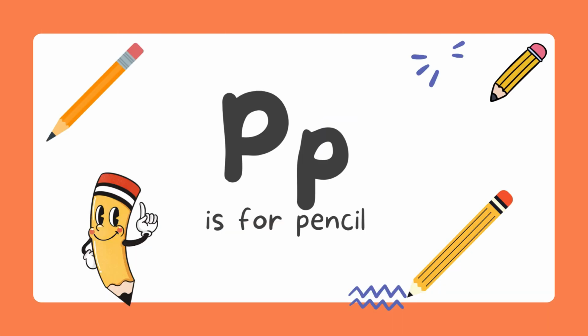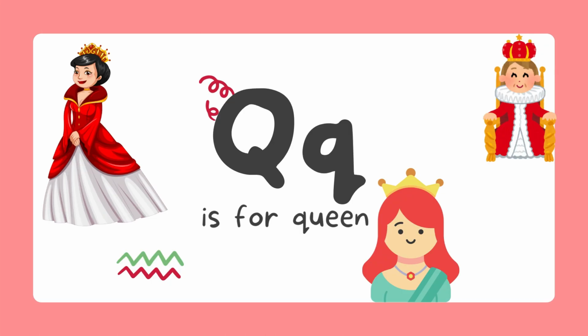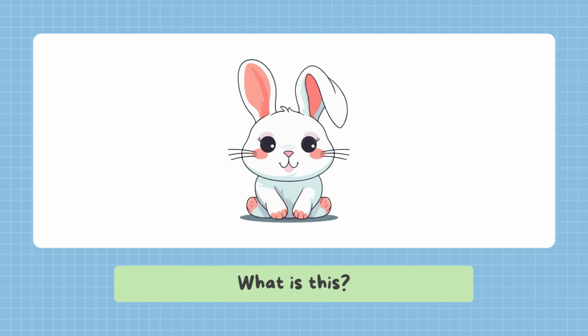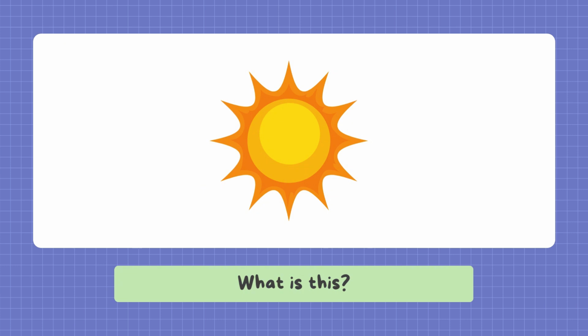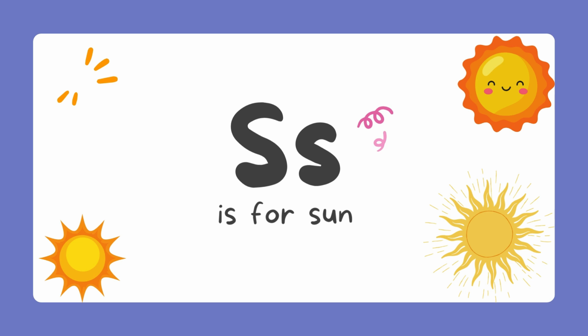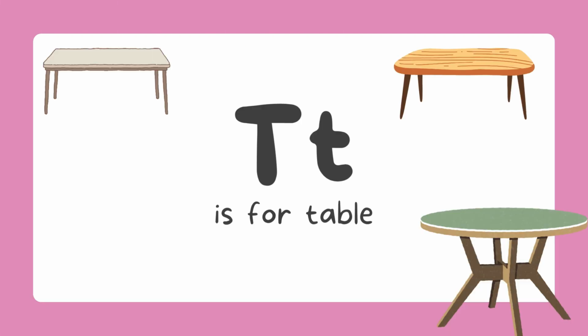P is for pencil. Q is for queen. R is for rabbit. S is for sun. T is for table.